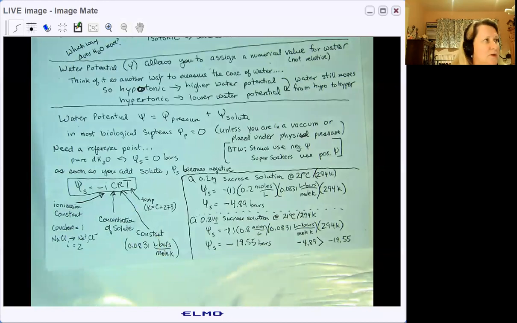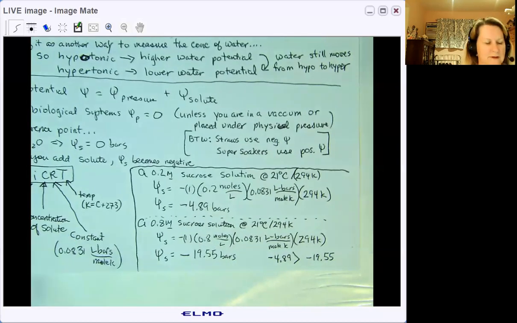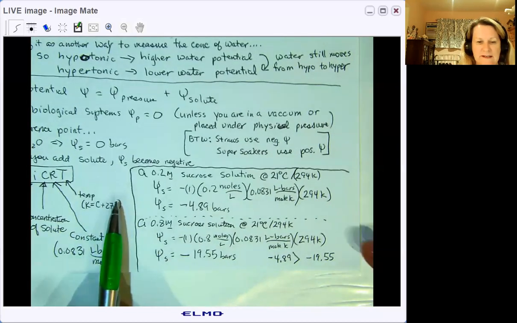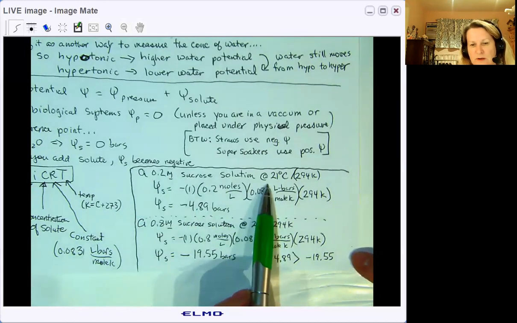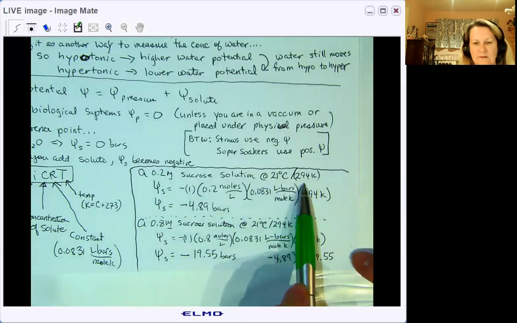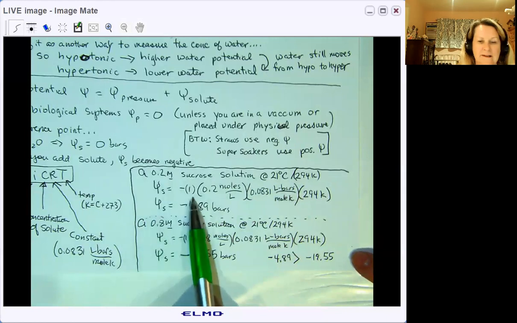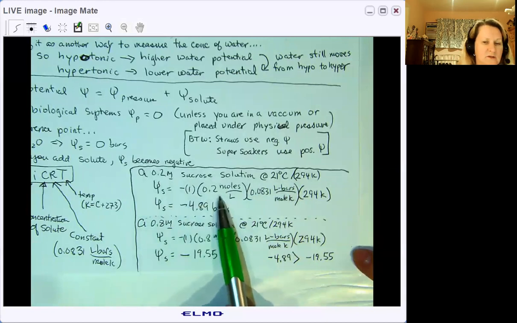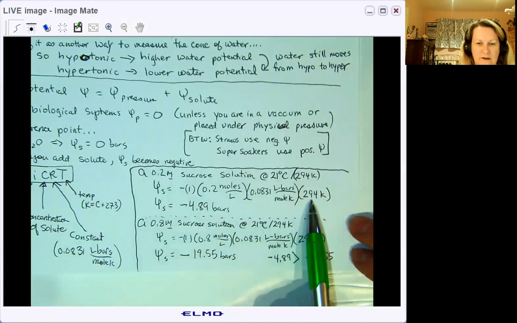So let's look at a couple of quick calculations here. Make that a little bit bigger. Okay, one of the solutions we're using in today's lab is a 0.2 molar sucrose solution, and we're going to assume room temperature is 21 degrees Celsius, which if you add 273, it adds up to 294. Okay, so solute potential is going to be minus 1, because sucrose doesn't ionize, times the concentration, which is 0.2 moles per liter, times our R constant, 0.0831 liter bars per mole Kelvin, times 294 K.